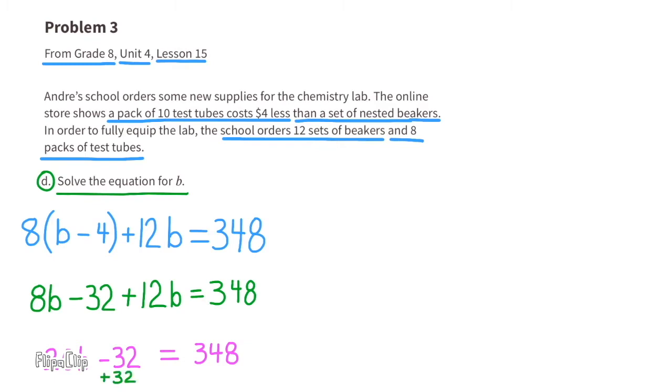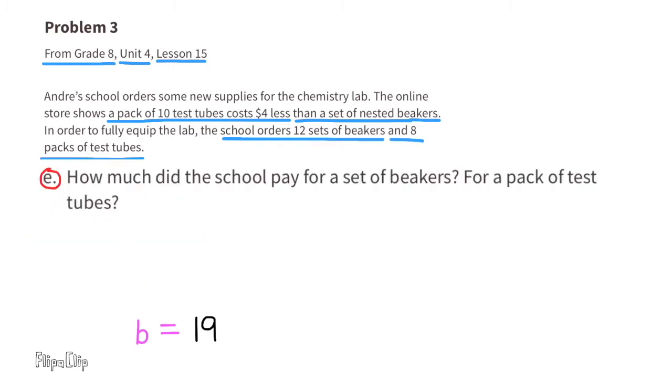Add 32 to both sides. Negative 32 plus 32 cancels each other out, and 348 plus 32 equals 380. Now the equation reads 20B equals 380. Divide both sides by 20. 20B divided by 20 equals 1B, or B, and 380 divided by 20 equals 19. B equals 19.